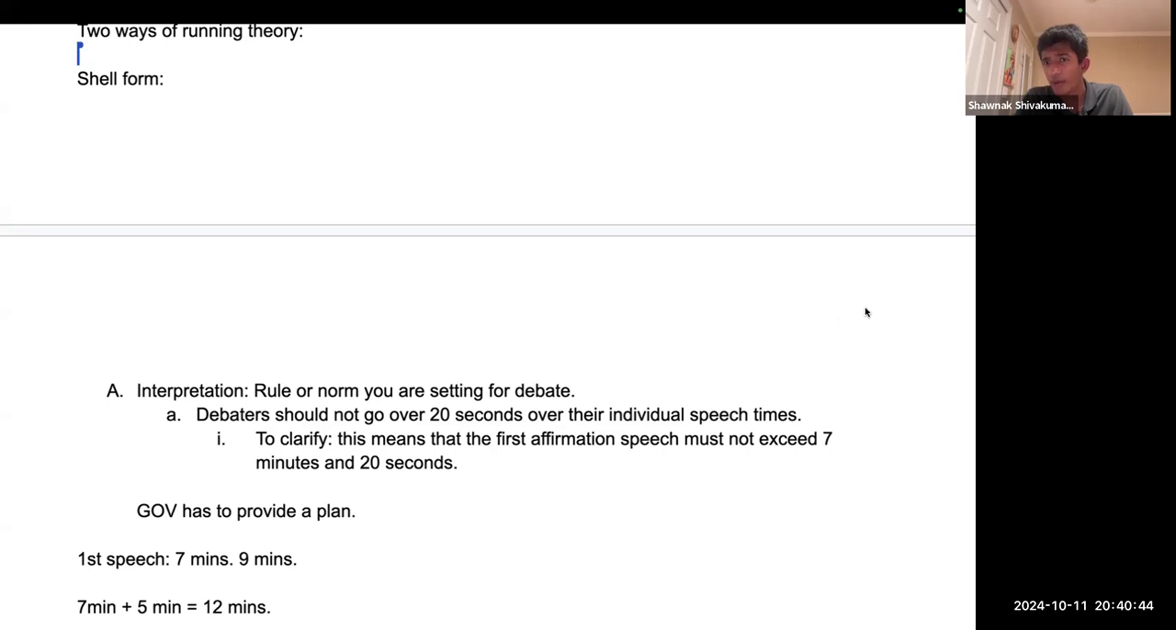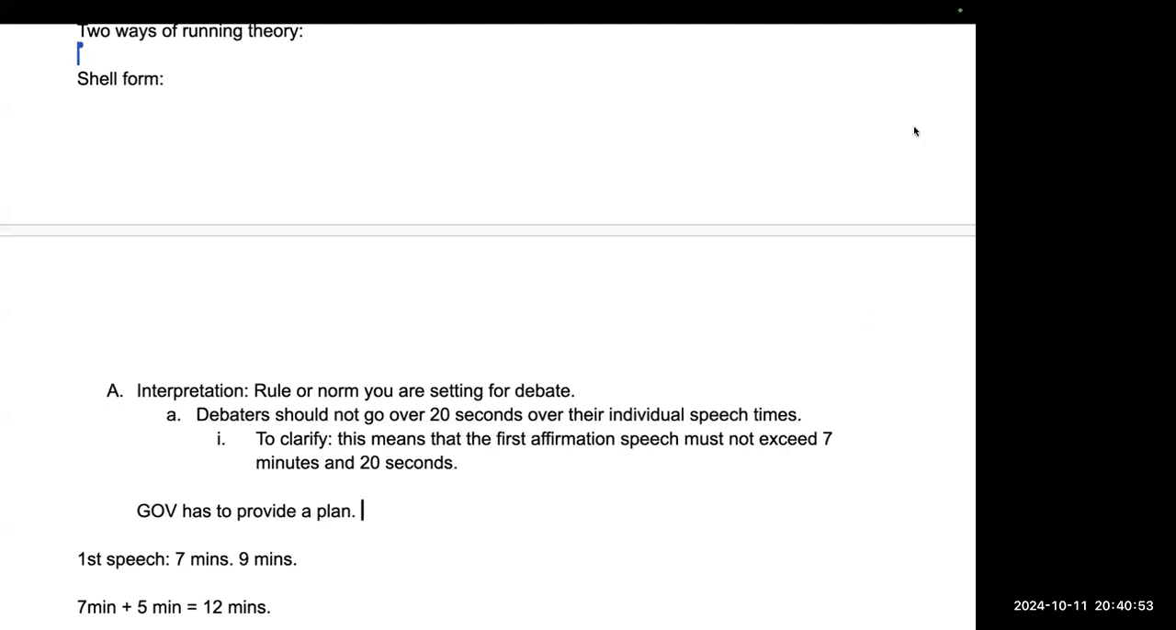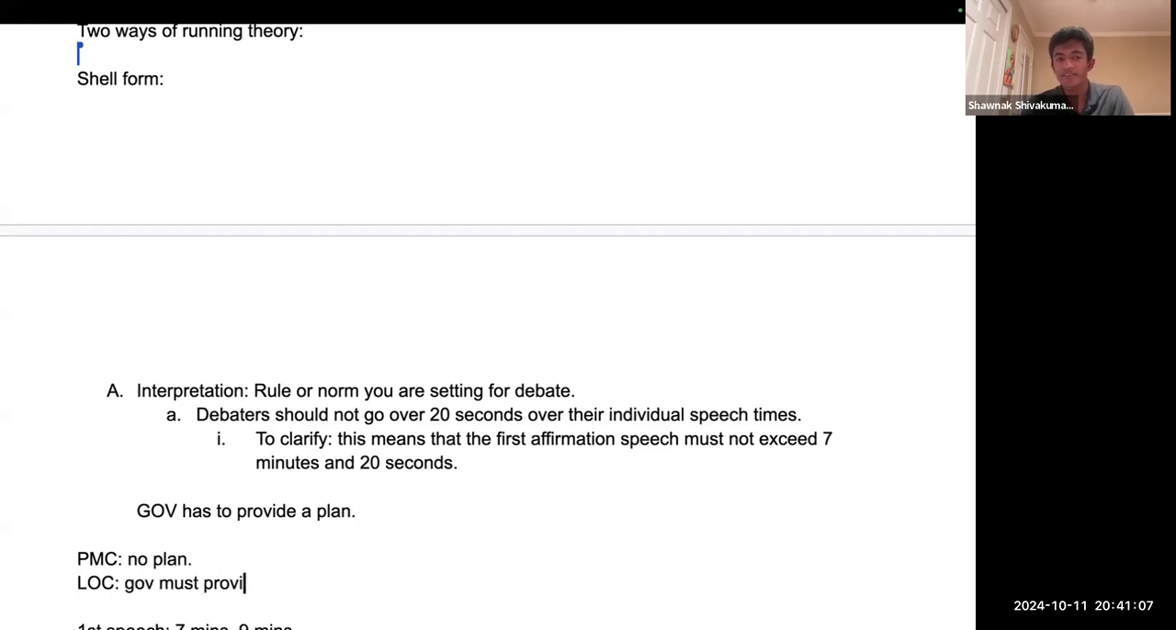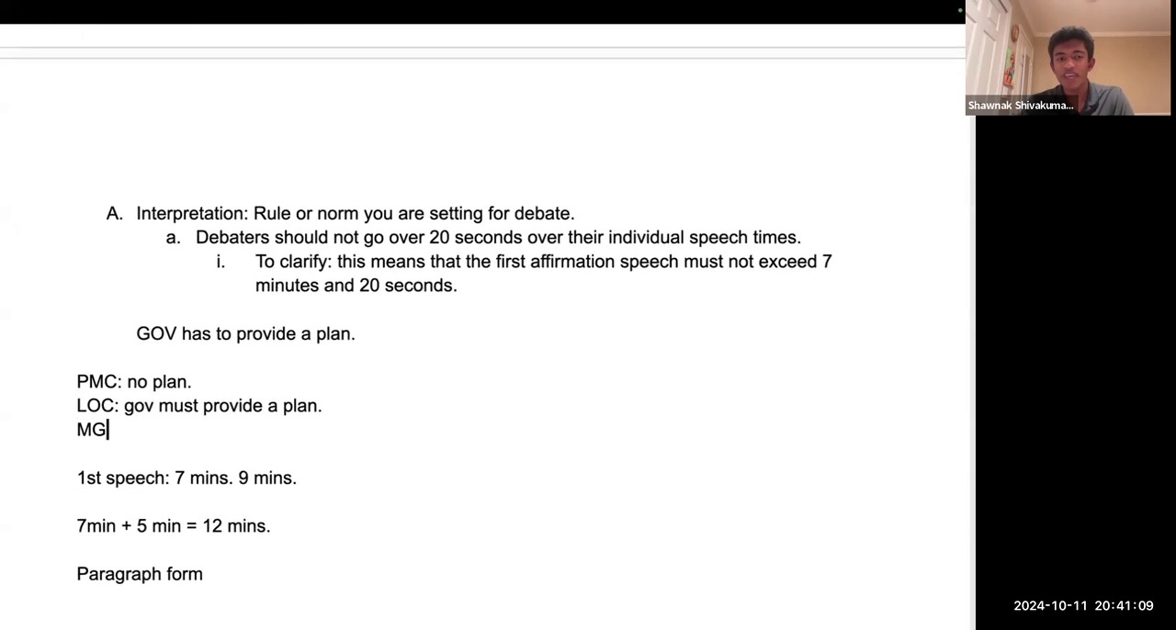What's another big problem? And this is, when writing interpretations, a big mistake a lot of teams make. Just Kai, do you see the flaw? They can sort of we meet in MG and just give a plan then. Exactly right. In the first speech, they don't. This means, according to their interpretation, the PMC can give no plan. Then the LOC, which is the next speech, says Gov must provide a plan.